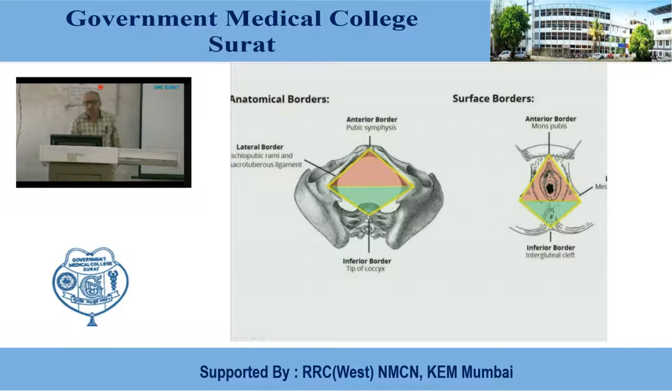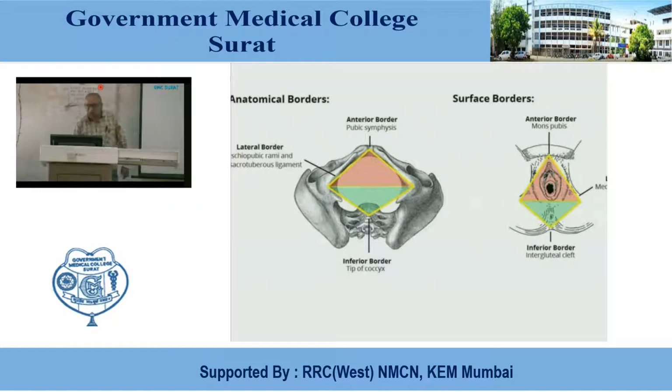Posteriorly one can see the coccygeal tip, the tip of the coccyx, and on each side from front to back there are the ischiopubic rami. Then the ischial tuberosity, and this line indicates the position of the sacrotuberous ligament extending between the sacrum and the ischial tuberosity. So this is the internal boundary, or the anatomical borders, you can say. That was the surface borders. Now these are the anatomical borders.